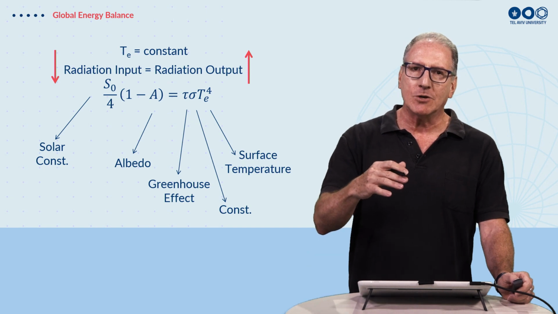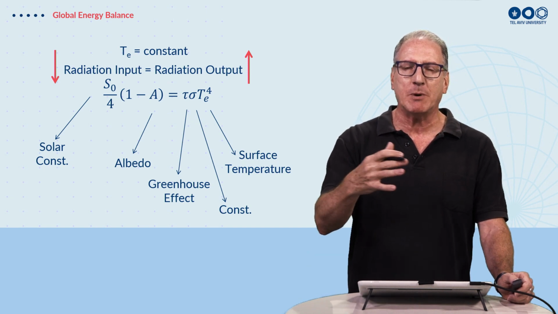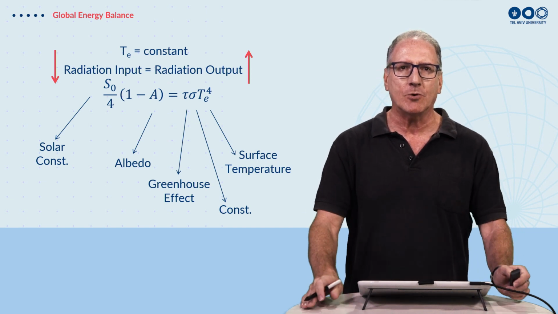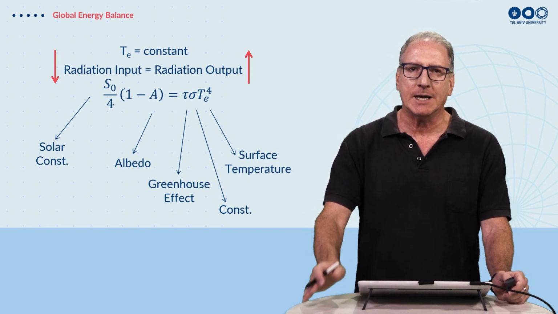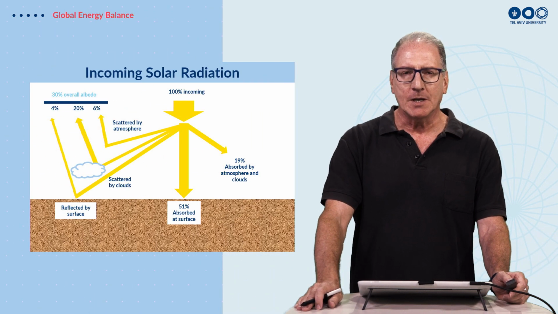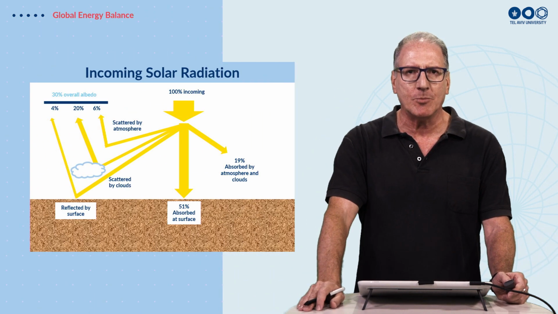Now we're going to actually look at how these parameters vary spatially on the Earth. Until now we've spoken about one number for each of these parameters, but let's see actually how they vary spatially around the planet. So first of all, the incoming radiation.